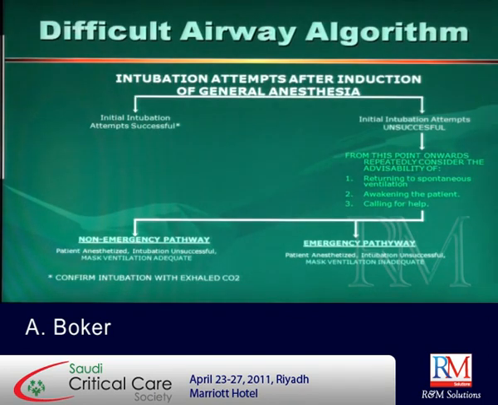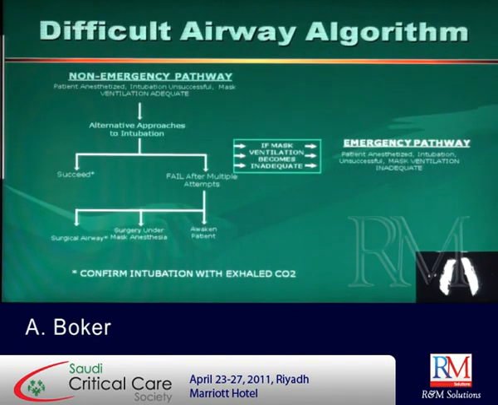So this is the non-emergency pathway. This is the emergency pathway. Can't intubate, can't ventilate. This is the non-emergency pathway. So you have to use alternative intubations. If at any time mask ventilation becomes difficult, you could put in an LMA, and that could transfer between the red and the green zone in the difficult airway algorithm.